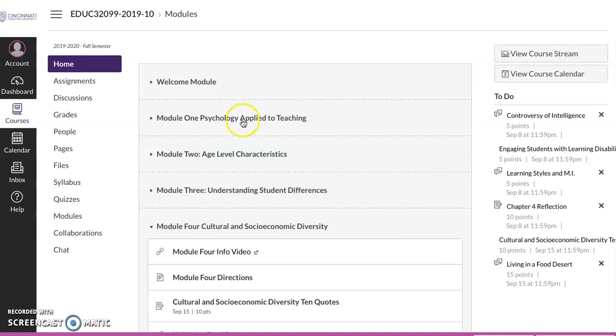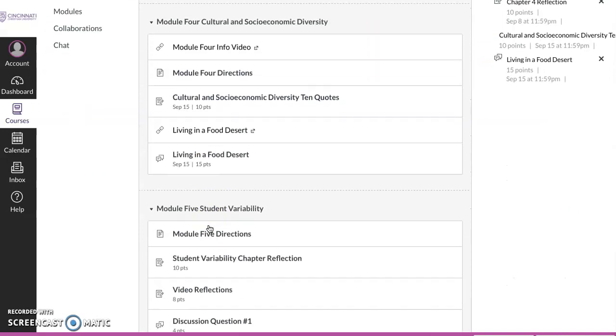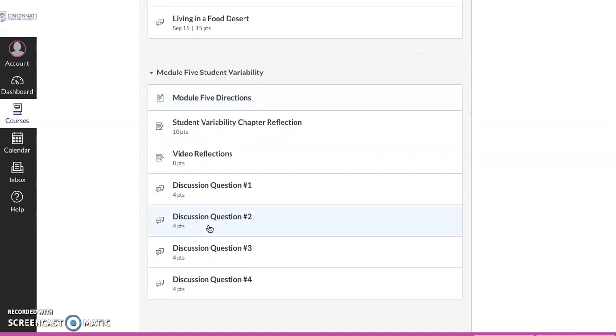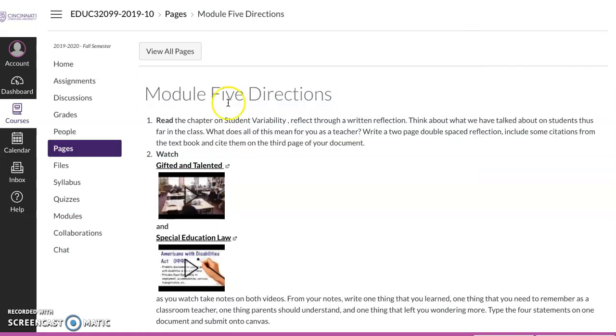We have done module 1, 2, 3. We've just finished up 4, and now we're entering module 5. Right here we will find our module 5 directions. I want you to read the chapter on student variability. I haven't put the chapter number because a couple of us are working from different versions of the textbook, so just find the chapter that talks about student variability, and you are going to do something a little bit different.